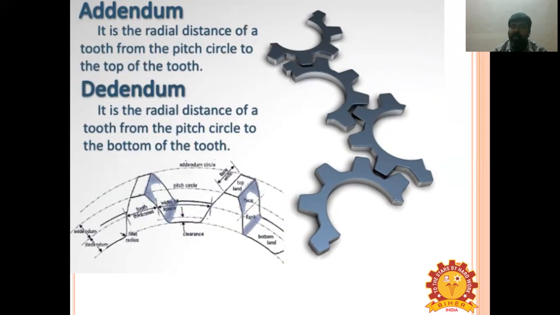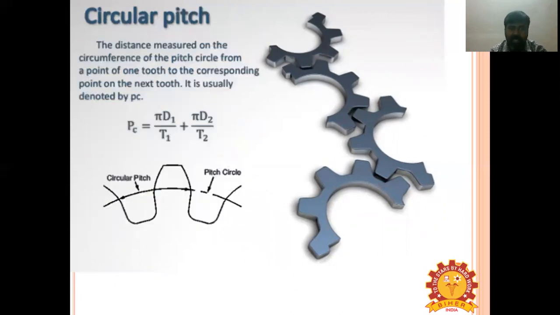What is the addendum circle? The addendum circle is otherwise called the tip circle, and it is a circle drawn through the top of the teeth and is concentric with the pitch circle. And what is the dedendum circle? The dedendum circle is otherwise called the root circle, and it is the circle drawn through the bottom of the teeth. Then what is meant by circular pitch? Circular pitch is the distance measured on the circumference of the pitch circle from a point on one tooth to the corresponding point on the next tooth.